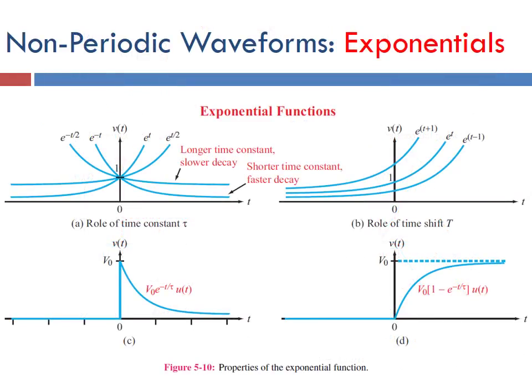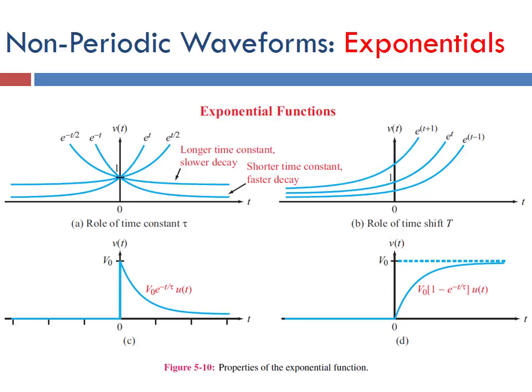We also got another piece that I kind of skipped over before. You also have exponential functions, and these are also non-periodic because, again, they have no frequency. They don't return. They happen once. So in A, you have the role of the time constant, and changing the time constant essentially is going to change how your exponent looks. If you have a longer time constant, then you're going to have a slower decay. If you have a shorter time constant, you're going to have a faster decay.